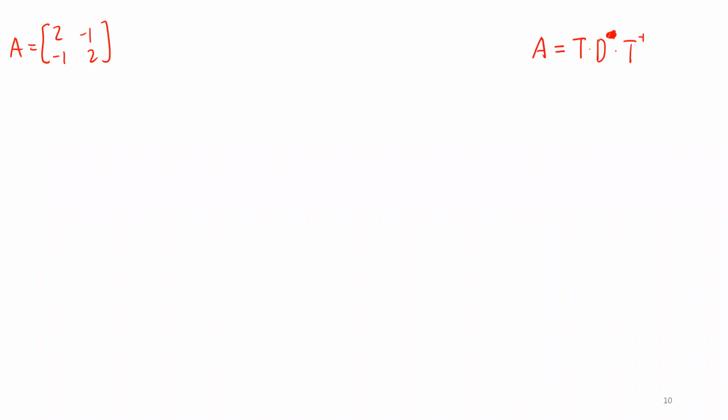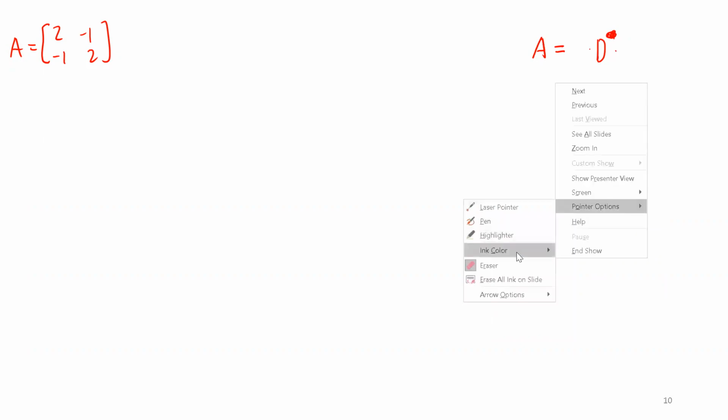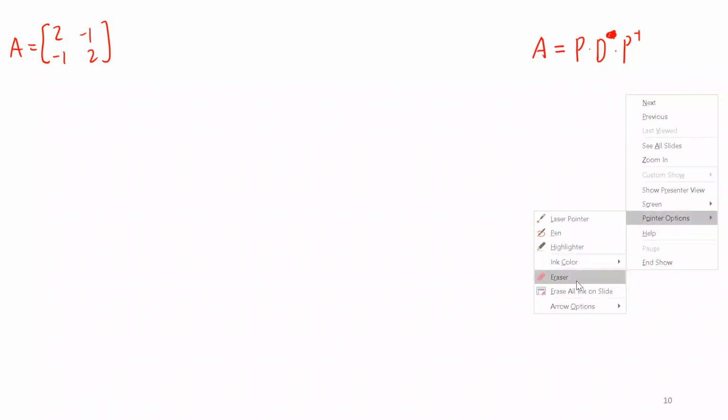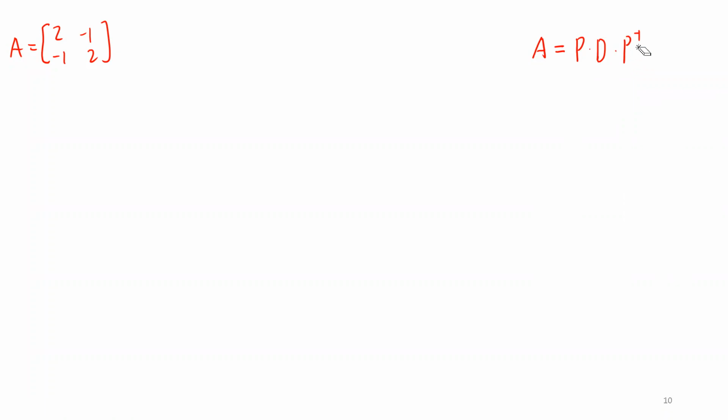Actually, just to be consistent, let me not call this T, because last semester I called this not T but P. I'll just call this P, D, P inverse. So I have this matrix and I want to write it as a product of three matrices: P, D, and P inverse. And this D is a diagonal matrix.